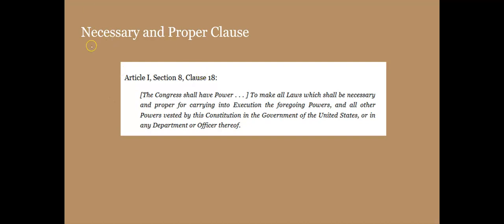So this case is centered around, really, in terms of McCulloch's argument, the necessary and proper clause. Article 1, Section 8, Clause 18 states, "The Congress shall have power to make all laws which shall be necessary and proper for carrying into execution the foregoing powers, and all other powers vested by this Constitution in the government of the United States, or in any department or officer thereof."